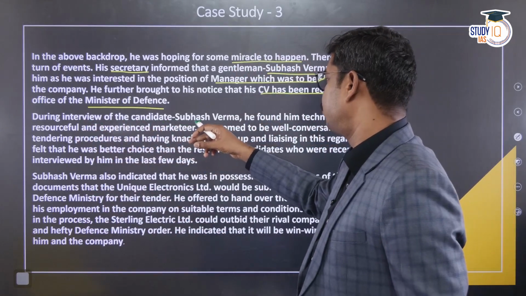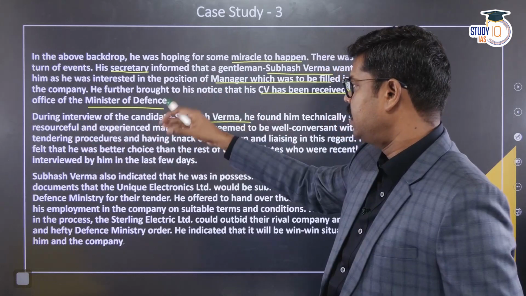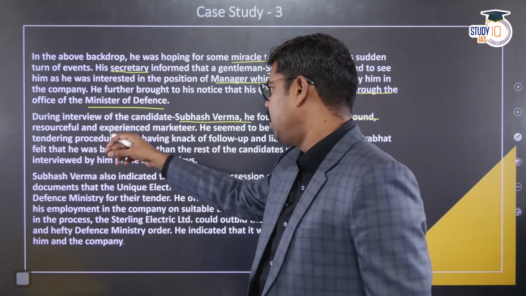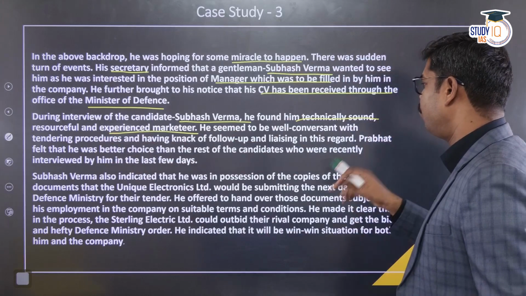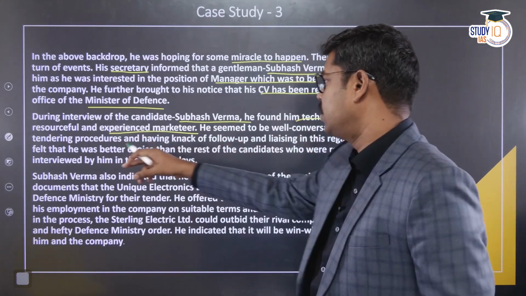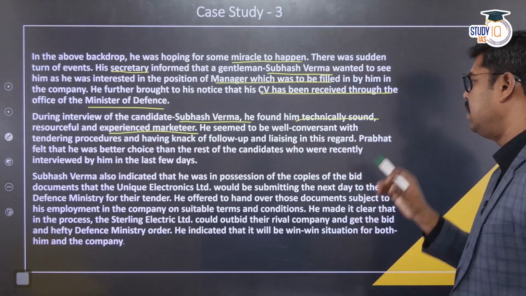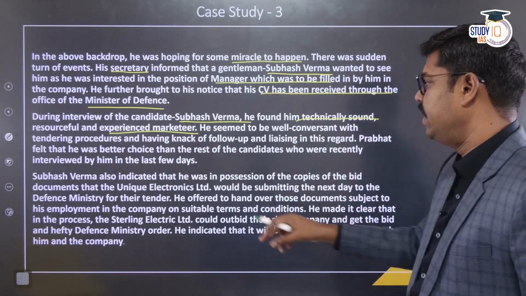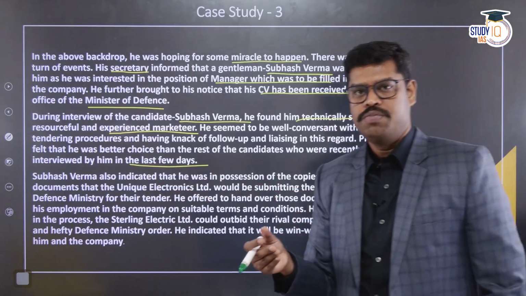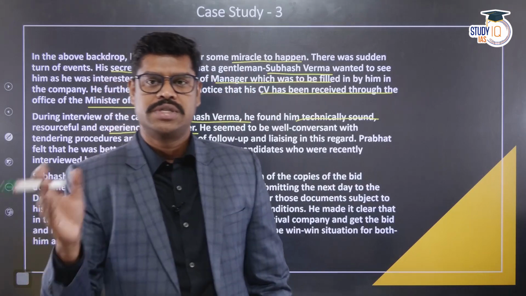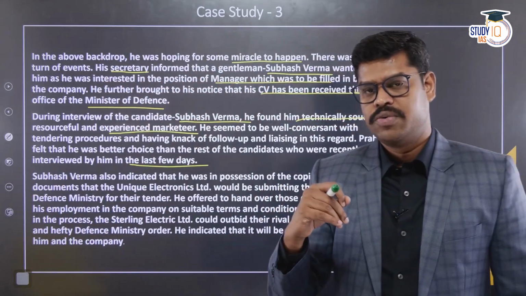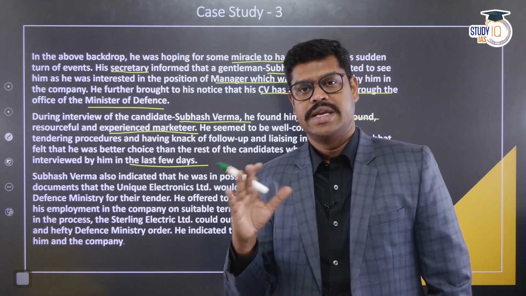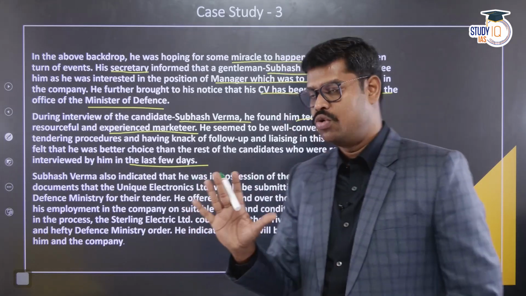During the interview of the candidate, that is Prabhat is interviewing Subhash Verma, he found him technically sound. So, Subhash Verma is technically sound, resourceful and experienced marketer. He seemed to be well conversant with the tendering procedures and have a knack of follow-up and liaisoning in this regard. Prabhat felt that he was a better choice than the rest of the candidates who were recently interviewed by him in the last few days. So, on interview, Prabhat also found that he is better than most of the candidates, because his technical knowledge is sound, his communication skills are good, and he has got better liaisoning ability to follow up on certain issues, and he has got better marketing skills as well. So, he thought that he is a good resource.